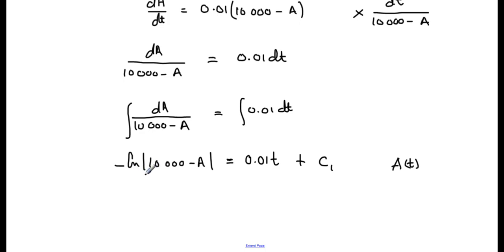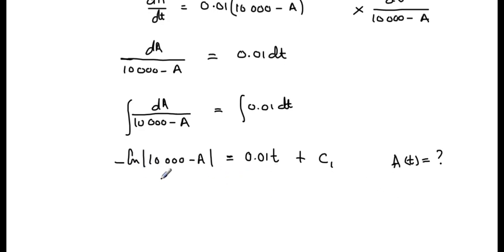So having this minus 1 here, at this point when we're done with our integration, we need to get rid of this minus sign conveniently by multiplying both sides by minus 1. So multiplying there, we're going to get ln of 10,000 minus A equals minus 0.01 t plus c. So now remember, our target is to get A of t as the subject of the formula. Now let's express A as an explicit function of t.